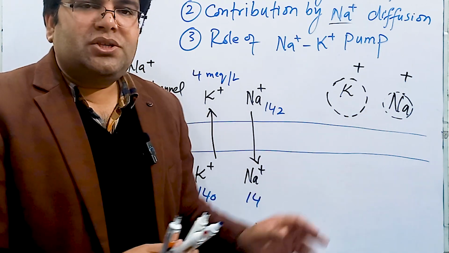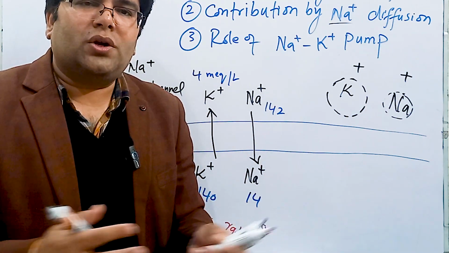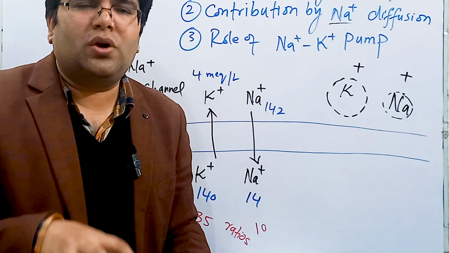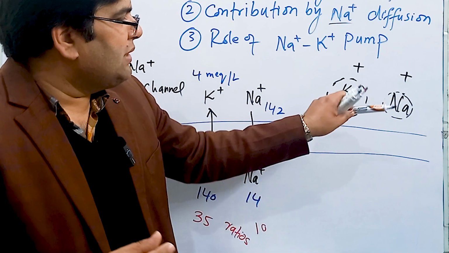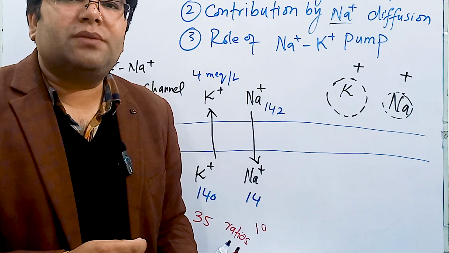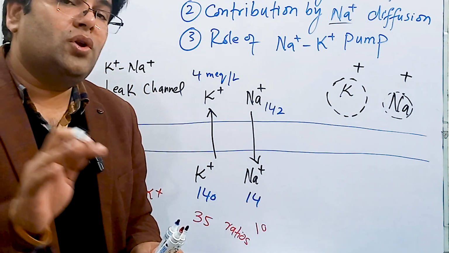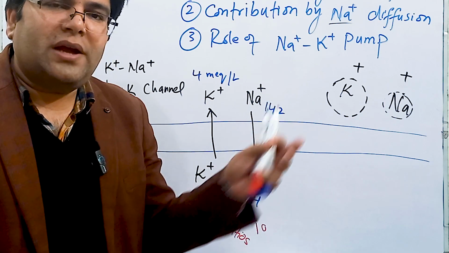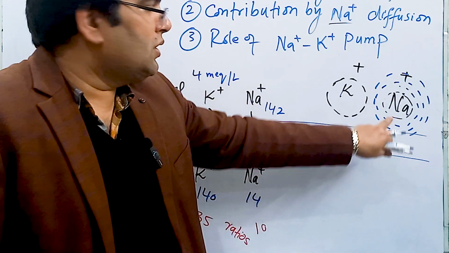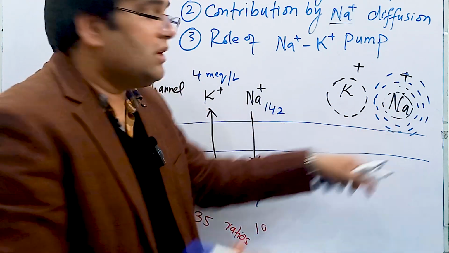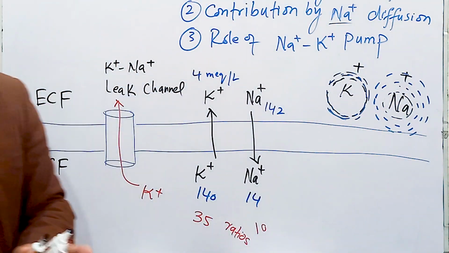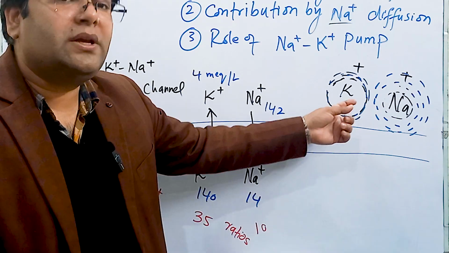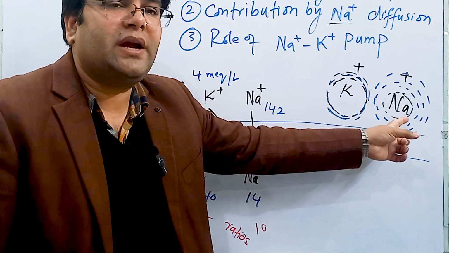Because of higher charge density of sodium, it will attract more water. So when we dissolve both of these ions in water, the hydrated size of sodium will be bigger as compared to the hydrated size of potassium, because the ion which is more charge dense will attract more water. These are all water molecules around sodium. So the hydrated size of sodium is bigger than the hydrated size of potassium.